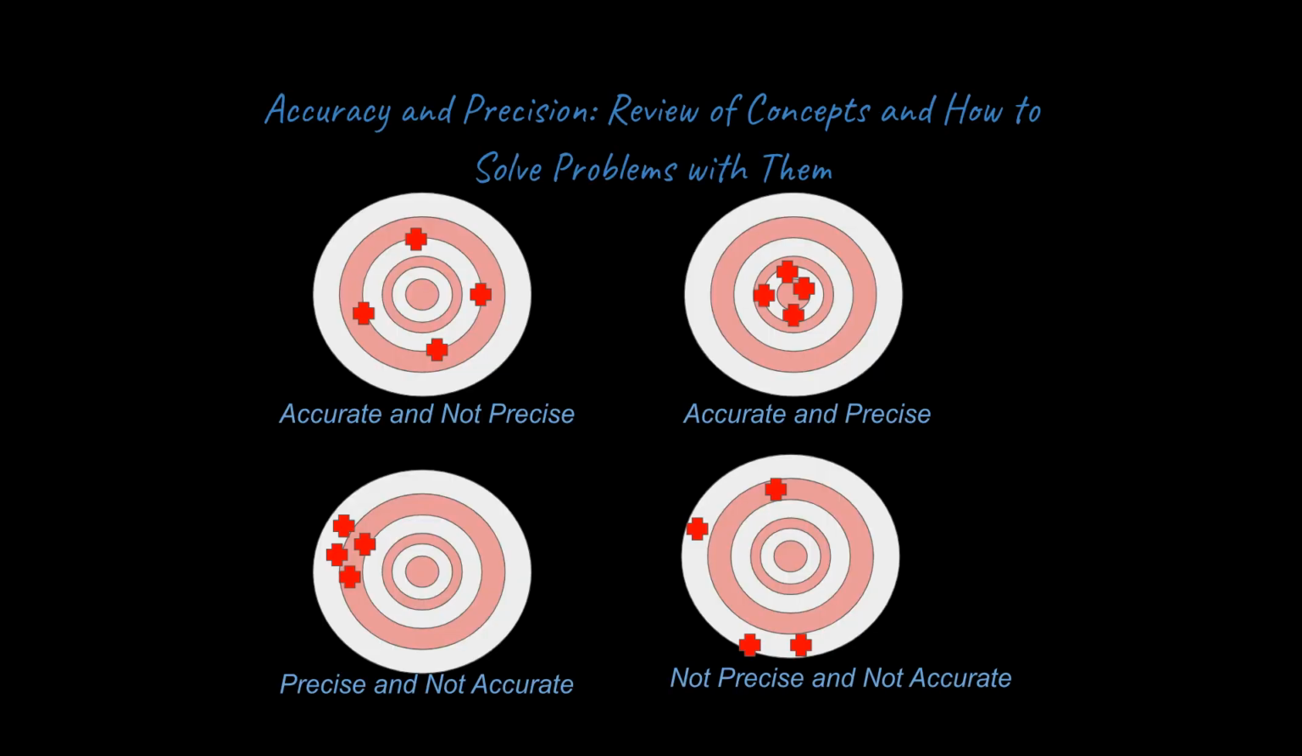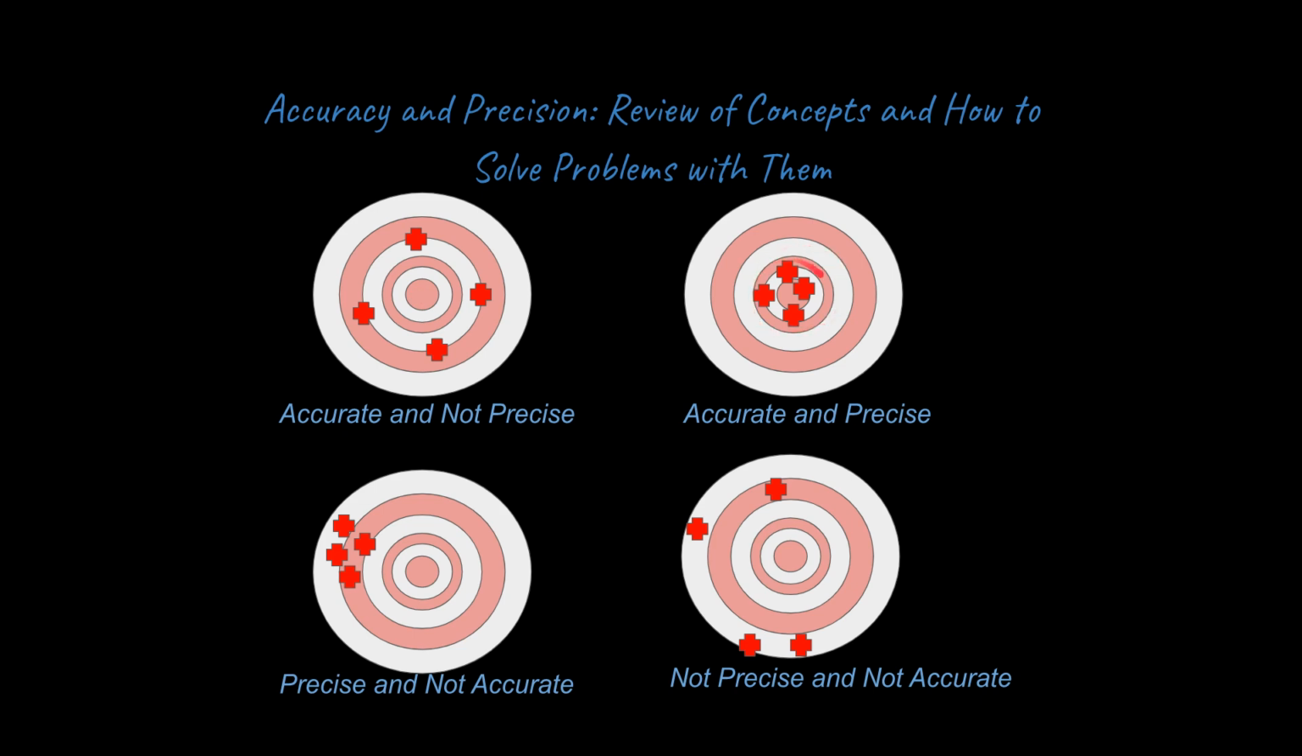I want you to take a look at these four examples right here. So these are conceptual examples again. I want you to think to yourself, all right, if we have these four scenarios, imagine you're playing darts, and we can label these four scenarios. So the first one is accurate and not precise. It's accurate because it's centered around the true value. The true value is going to be represented by the center of the dartboard right there.